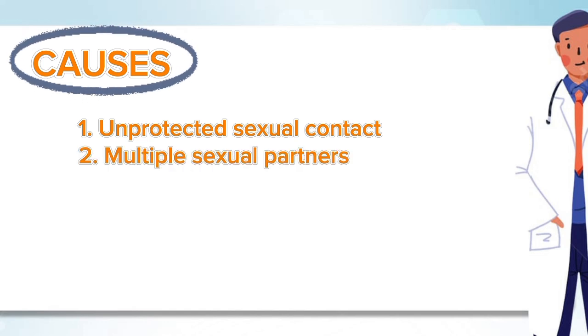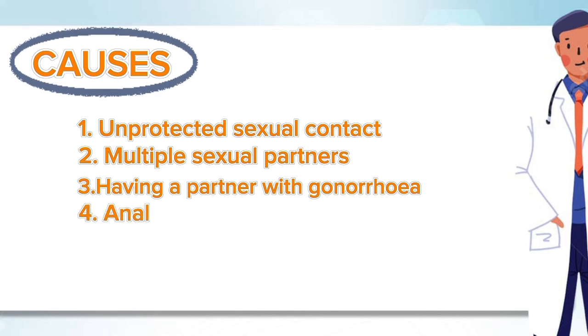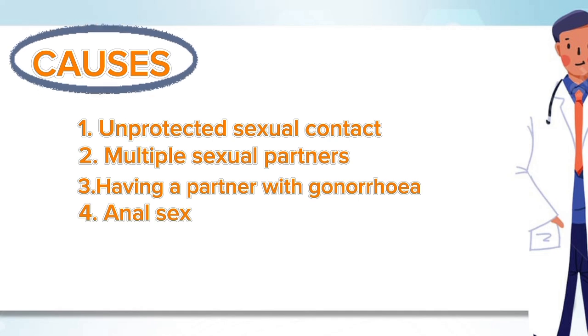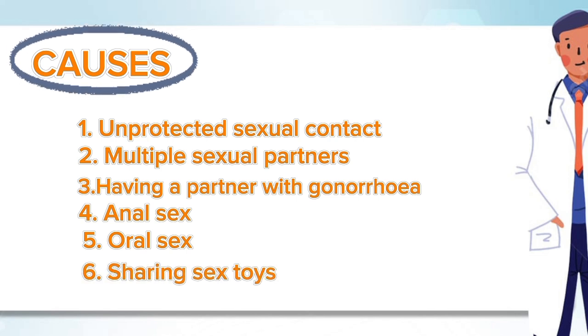Multiple sexual partners. The more sexual partners a person has, the higher the risk of being exposed to gonorrhea. Having a partner with gonorrhea. If one partner has gonorrhea, the other partner is at high risk of contracting it. Anal sex. Gonorrhea can be transmitted through anal sex, even if a condom is used for vaginal sex. Oral sex. Gonorrhea can be transmitted through oral sex, even if a condom is used for vaginal or anal sex. Sharing sex toys. Sharing sex toys without properly cleaning them can spread gonorrhea.